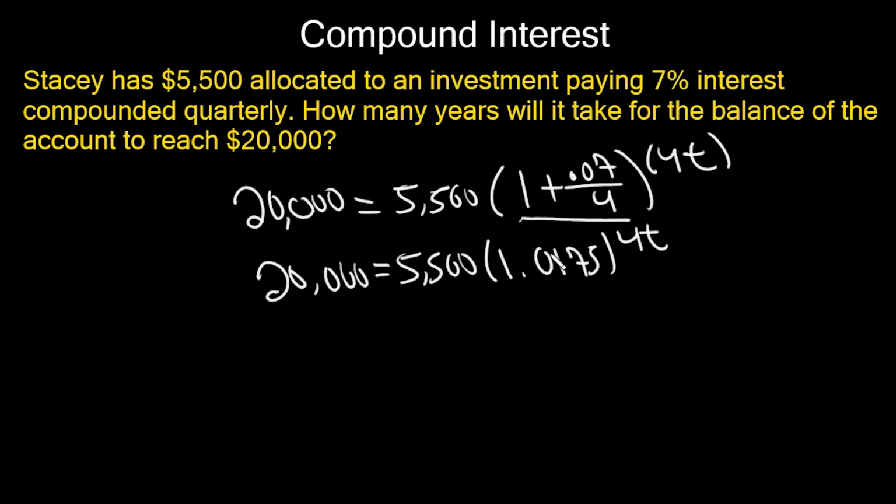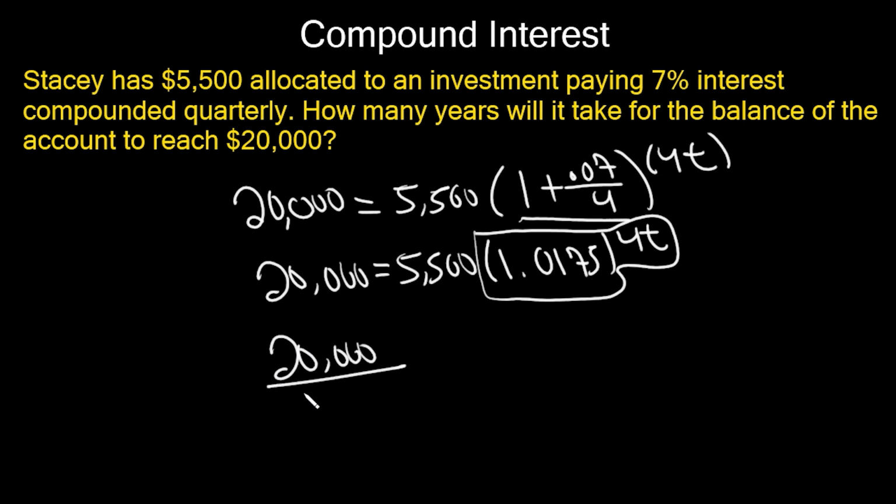So from here, you have a variable exponent, and whenever you're trying to solve for an exponent that's a variable, you want to go ahead and isolate the base in the exponent. So for example, I need to go ahead and isolate this part right here before I do anything, all right? So to do that, I have to get rid of that 5,500, meaning I have to divide it out. So I'm going to divide both sides by 5,500. And so I'm going to go ahead and rewrite it as 20,000 divided by 5,500 is equal to the following. We get 1.0175 all to the power of 4 times t.